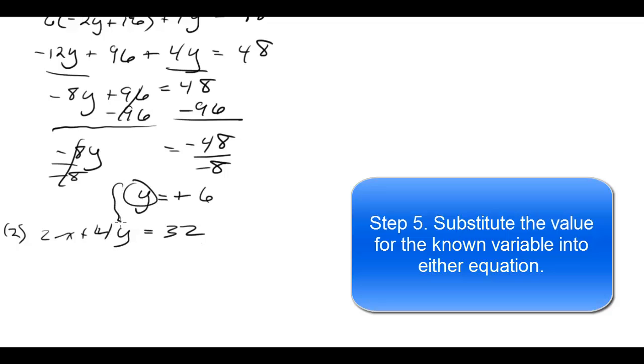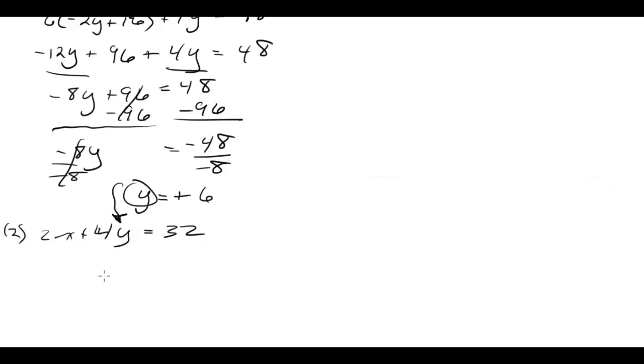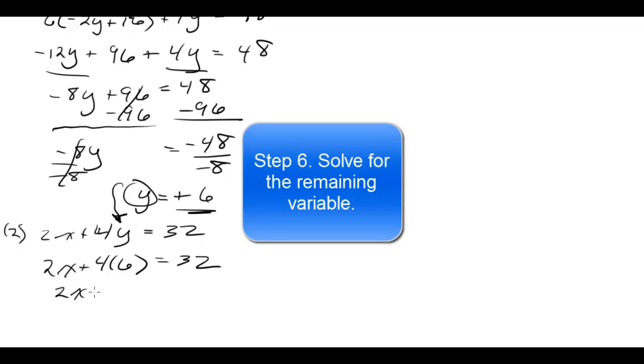Same thing. I'm going to substitute again for that y. And I'm going to be left with 2x plus 4 times 6, because y equals 6, equals 32. 2x plus 4 6s are 24. That equals 32.